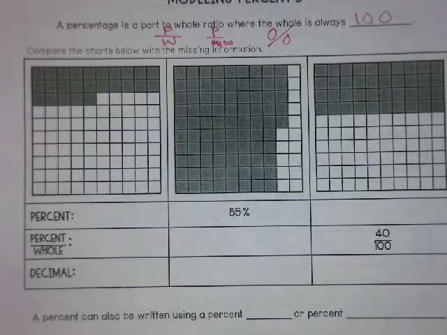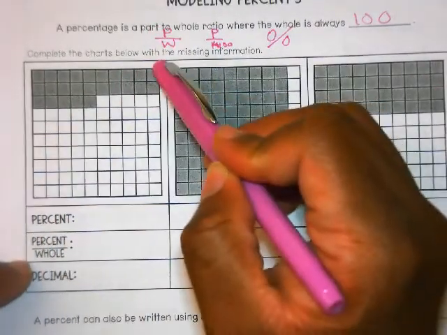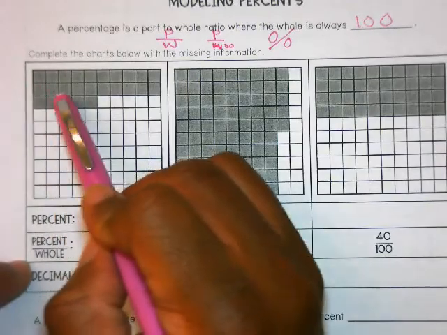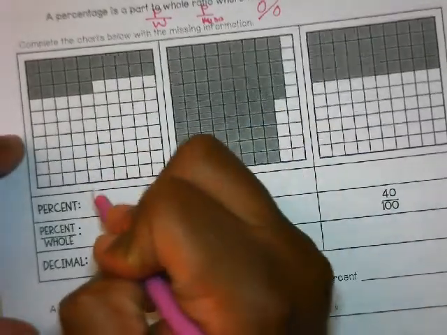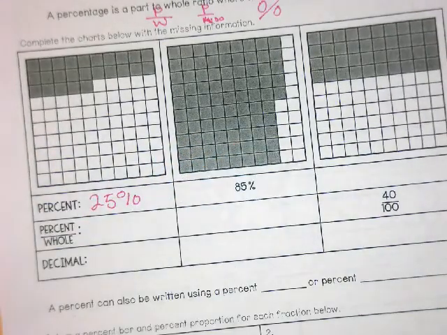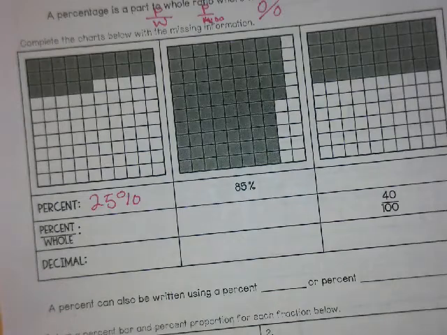So if I want to figure out what percentage is shaded, I just need to count the number of shaded squares. If I count them, there's 1, 2, 3, 4, 5, 6, 7, 8, 9, 10. And then there's 2 rows of that, so that's 20. And then I count 1, 2, 3, 4, 5. So what's my total? 25. So what would be my percentage? 25%, because it's 25 out of the 100 squares that are there. Does that make sense?